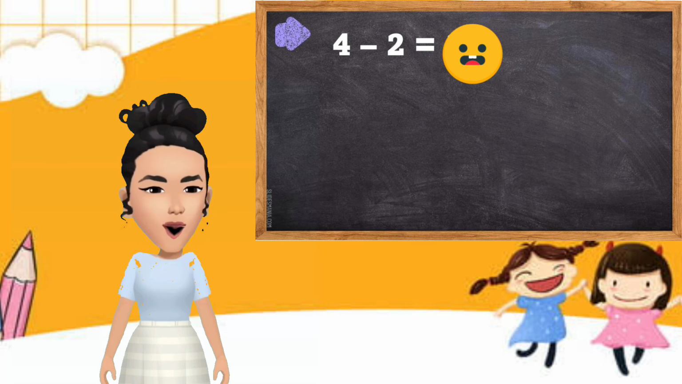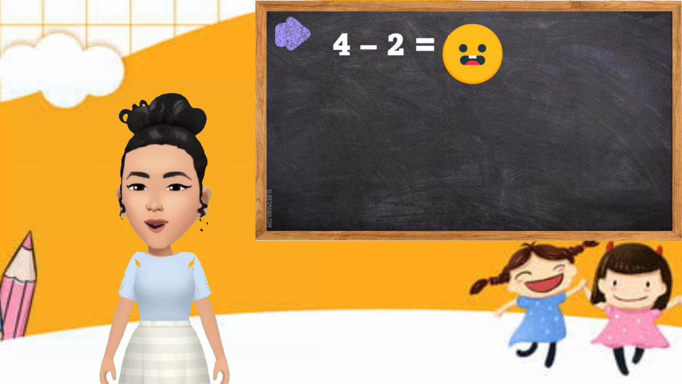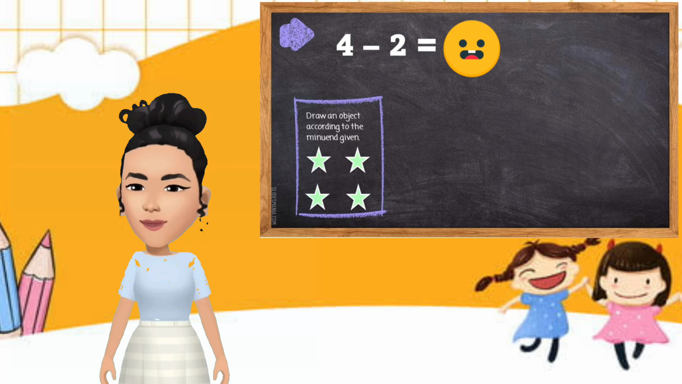Alright? So in our example, 4 minus 2 equals, we don't know the answer because 4 is the bigger number or 4 is the minuend. So I will draw 4 stars. Okay? So here we have 4 stars. And then, because 2 is our subtrahend or the number that is taken away, then we will cross out 2 stars.